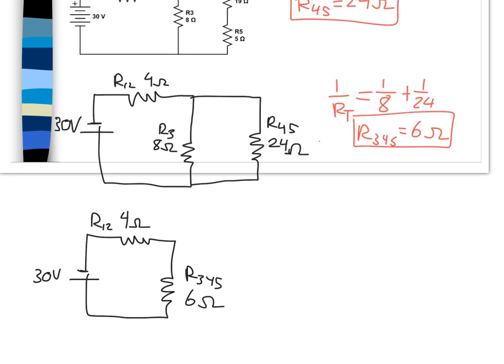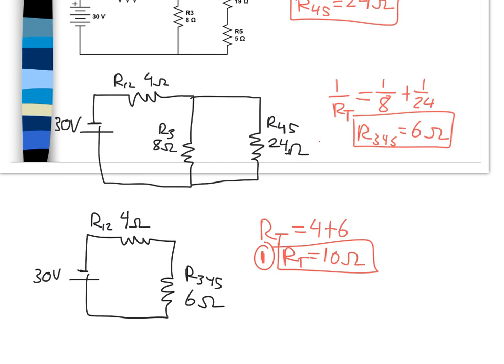So I put that all together, and I get that my total resistance here, because they're connected in series, is just going to be 4 plus 6, or 10 ohms. So now I've done that first step of finding that total resistance of our circuit.